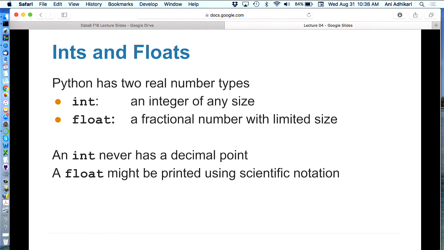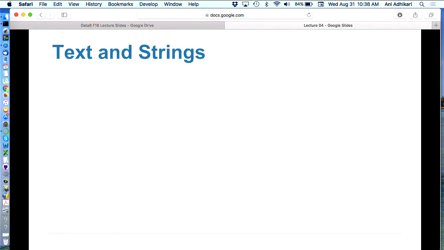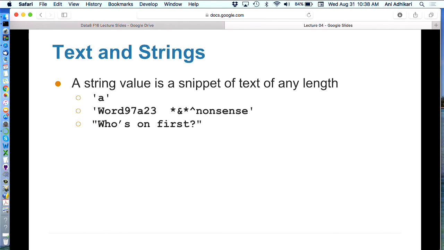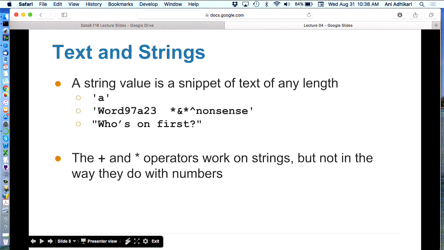Okay, very rapid pass through strings. What's a string? It's text. It's text, you can't do arithmetic on it. So here are some examples of strings. You delimit a string by quotes, either single quotes or double quotes. We'll talk about them in just a moment. Those are strings. And you can do plus and times on strings, but they don't do what plus and times on numbers do. And I think the only way to get this is by actually doing something. Shall we do something? All right, let's do something.